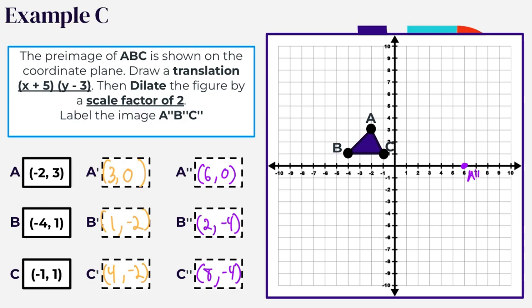That's better. Again, if we've made a mistake on which direction we need to go, when we finish, we would notice that our triangle isn't quite where it's supposed to be, and hopefully that lets us know to go back and check our work. We're going to go over 2 and down negative 4. That's going to give us B double prime. And lastly, we're going to go over 8 and down negative 4, and that's going to give us C double prime. Then we connect our dots.